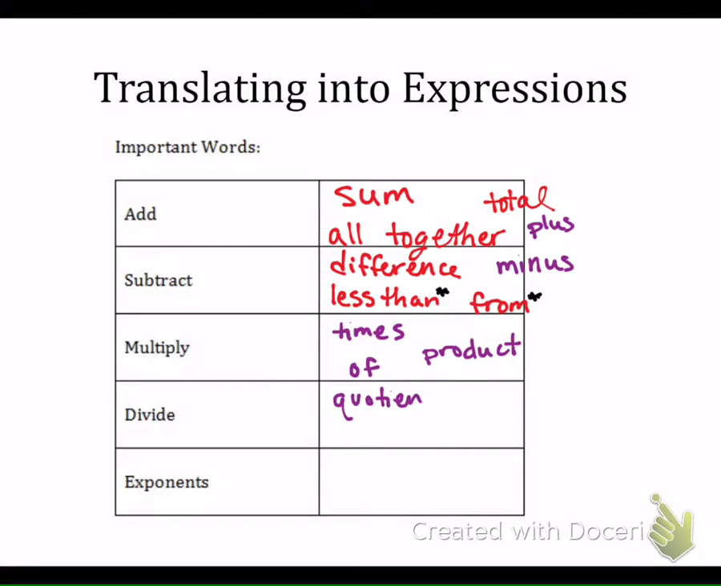Okay, down to divide. Divide is usually said as quotient. So the quotient of two numbers means you're going to divide. And then exponent, you can see it as to the power. Or it also might say times itself.